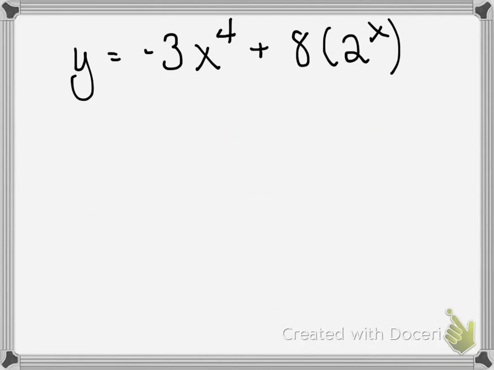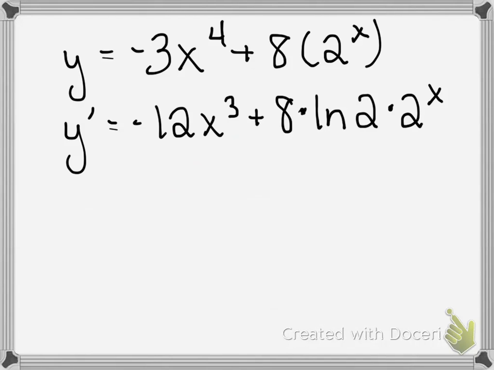Okay. Another practice problem, give this one a try and then pause to see if you got it correct. So first your 4 needs to come down and get multiplied by your negative 3, giving you a negative 12, and then you subtract your 1, so you get negative 12x to the third. That should be a review. Then you have an exponent, which is going to become ln of your base times the exponent, and then the 8 in front just stays. So there's your derivative.